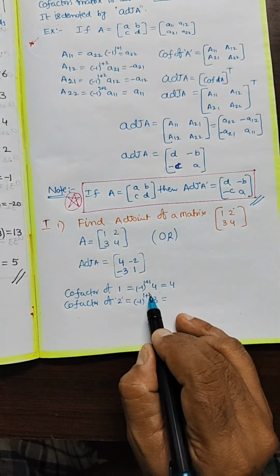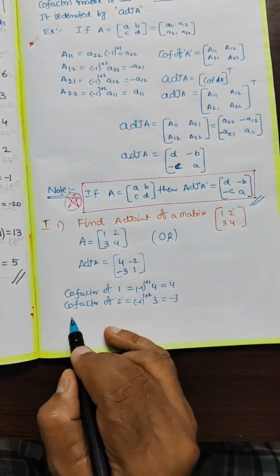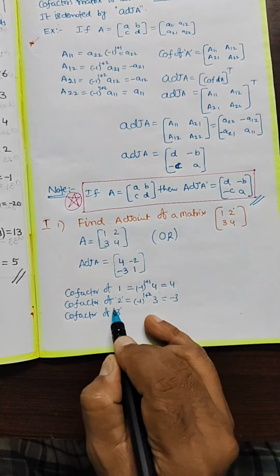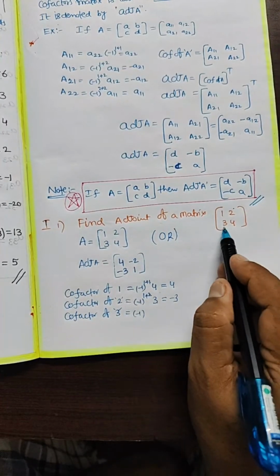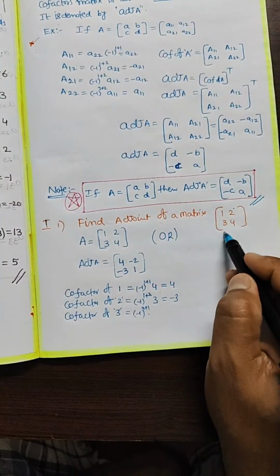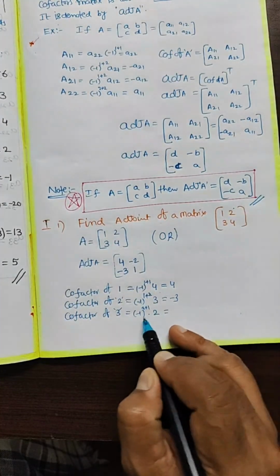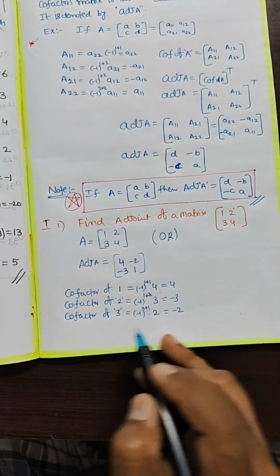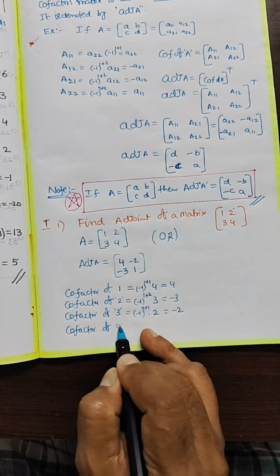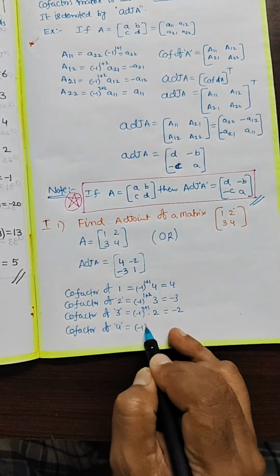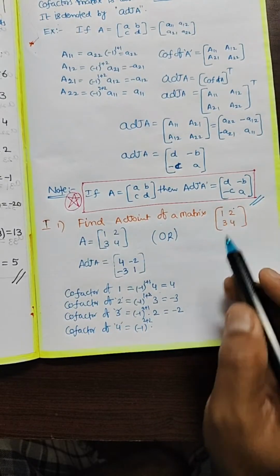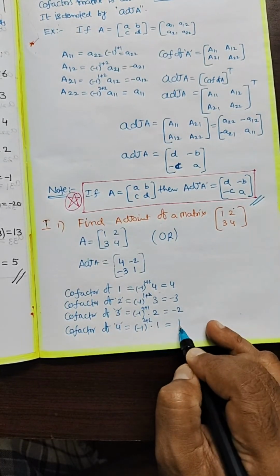So minus 1 whole power 3 is minus 3 will come. Next, cofactor of 3 element. Minus 1 whole power, second row, first column element, 2 plus 1. If you remove this row and this column, 2 will be remaining. So minus into 2, minus 2. So cofactor of 4. Minus 1 whole power 2 plus 2. Eliminating this row and this column, 1 will be there. So which is equal to 1.